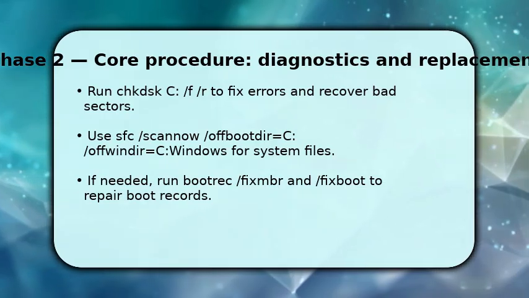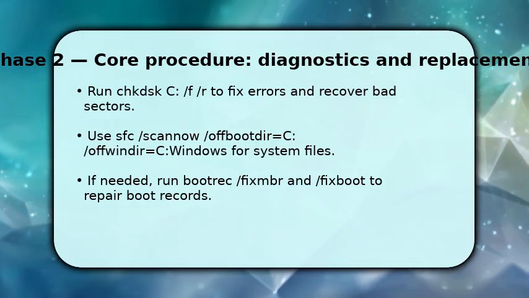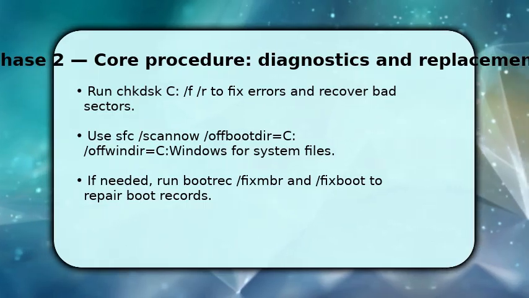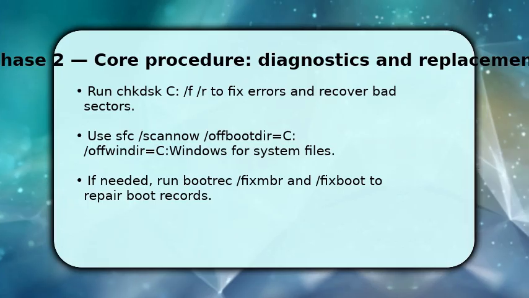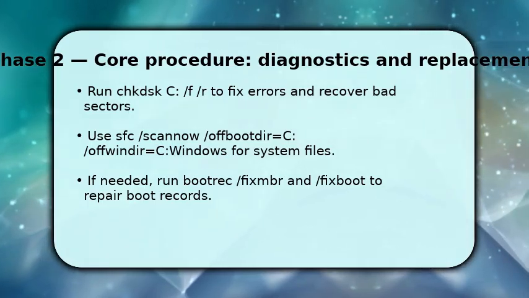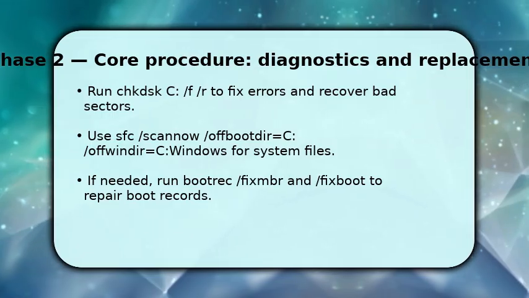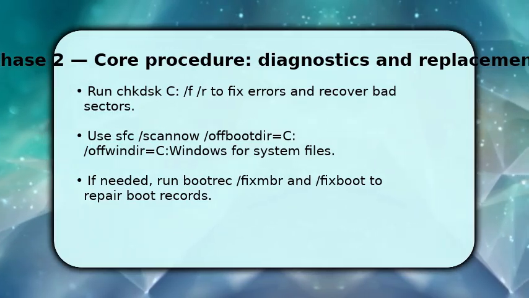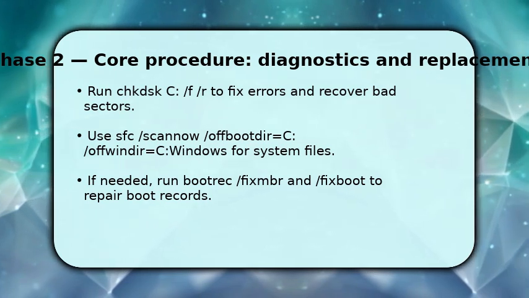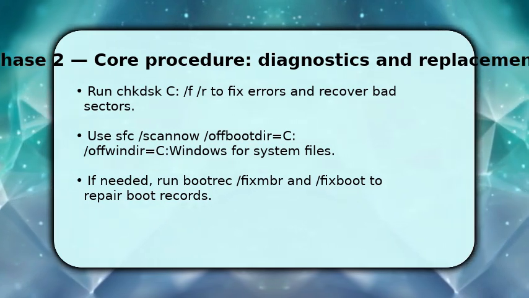Once done, run the offline system file checker, sfc /scannow with the /offbootdir and /offwindir flags that point to your Windows drive so it repairs system files that can stall startup. If the scan shows boot issues, run bootrec /fixmbr and bootrec /fixboot to rewrite boot code. These steps clear common causes of repeated scanning and repairing loops.